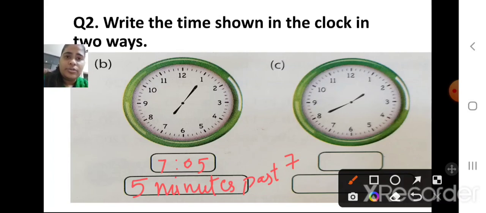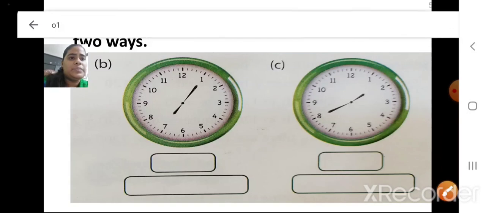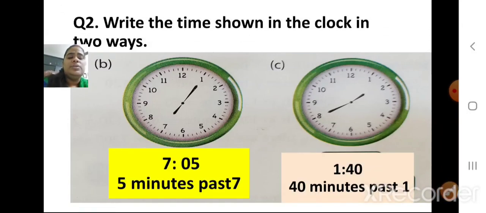And how are we going to write in words? We can write it as, how many minutes have passed? 40 minutes have passed, right? 8 fives are 40. So 40 minutes passed. Which hour has passed? 1. So 40 minutes past 1. Like this, we have to write the answer. So everyone will note it down in the textbook.